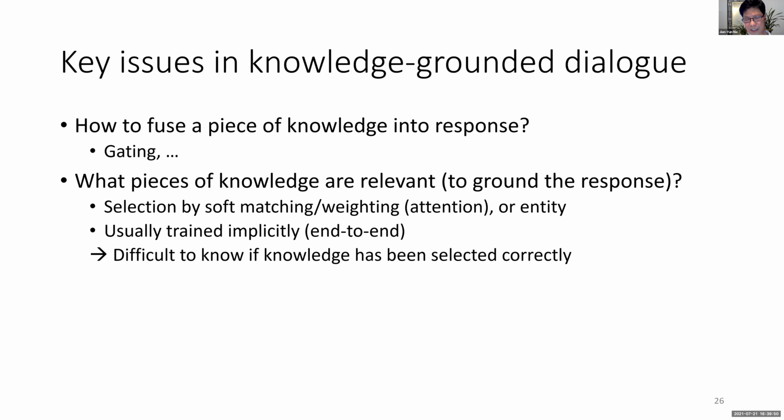And again, in the previous work, it is a kind of a soft selection based on attention. And here, the problem is that we don't have strong signals to know whether our knowledge pieces have been selected correctly. And this is because very often this knowledge selection step is one of the components in an end-to-end training process. And we don't have explicit signals to tell whether the knowledge is correctly selected. So this is a difficulty that we have with the previous work.